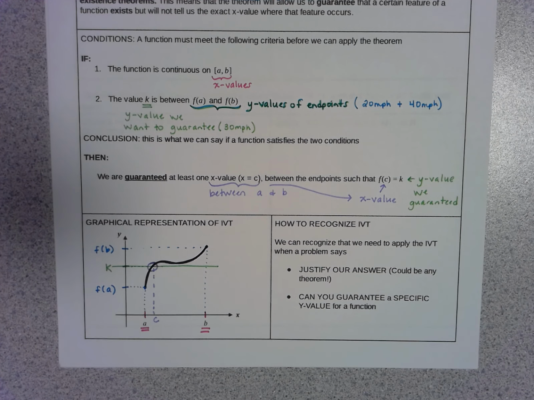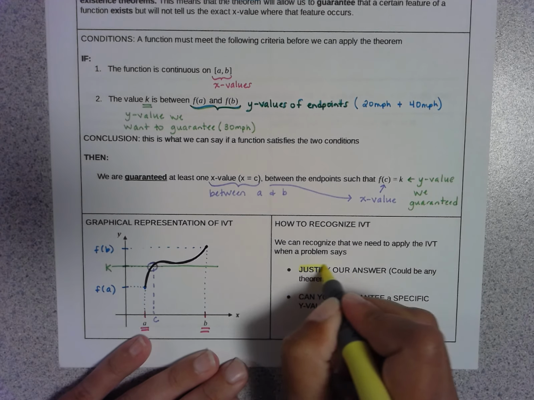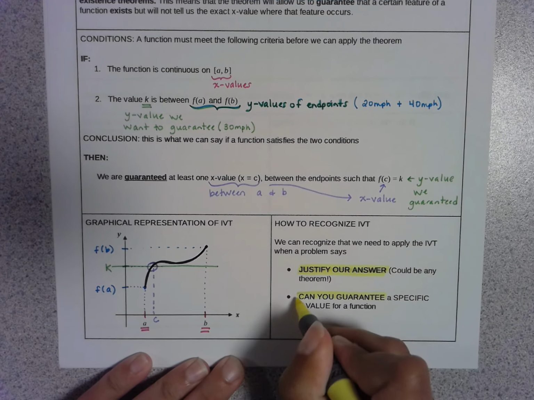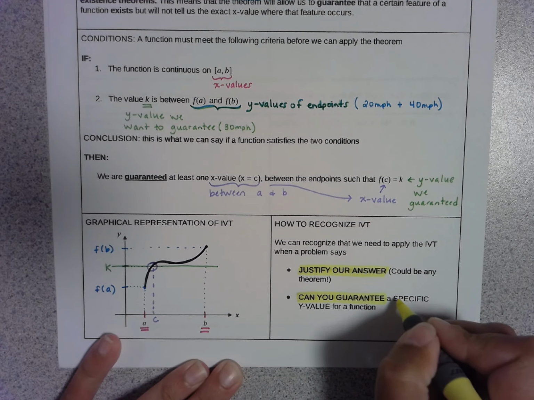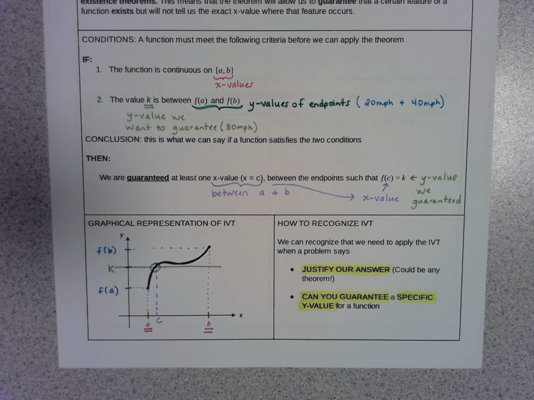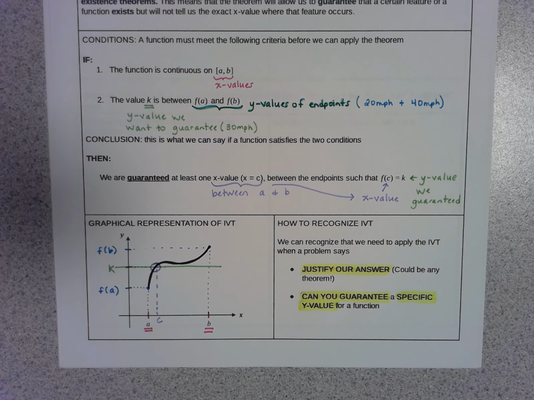We can recognize that we need to apply the IVT when a problem says that we need to justify our answer. The word justify in calculus often means that we need to use a theorem. And the problem will always ask us, can you guarantee, so can you promise me a specific y value of a function? So can you guarantee me that the function has this output? So can you promise me you had to go 30 miles per hour? Well, yes, because in order to go from 20 to 40, you would have to cross through 30.